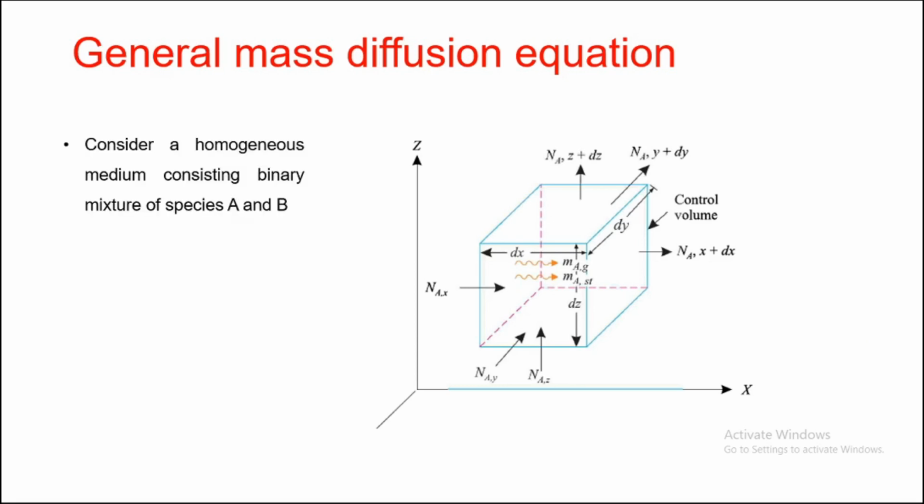To derive a general mass diffusion equation, consider a homogeneous medium consisting of a binary mixture of species A and B. Further, consider a small element of size dx, dy and dz as shown in this figure. Further, species A is entering in the x, y, z directions and leaving through the corresponding opposite side walls. Species A is further generated inside this element due to a chemical reaction.